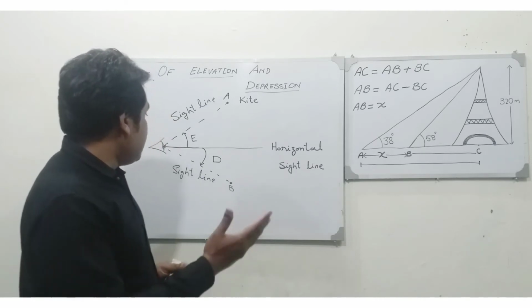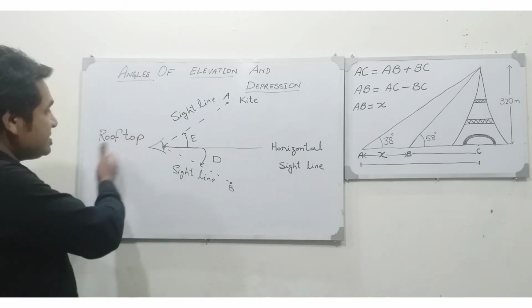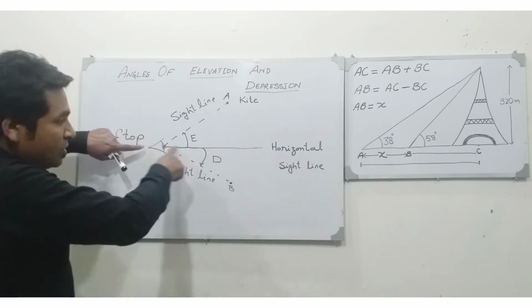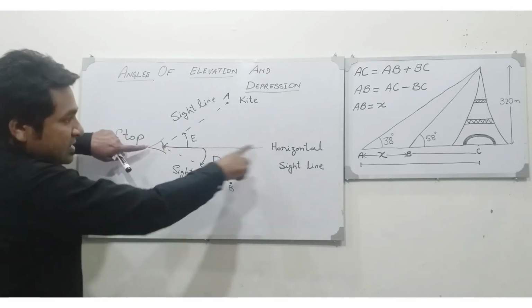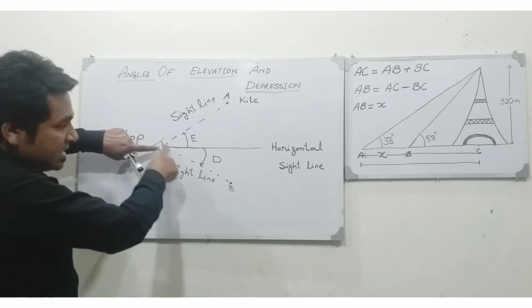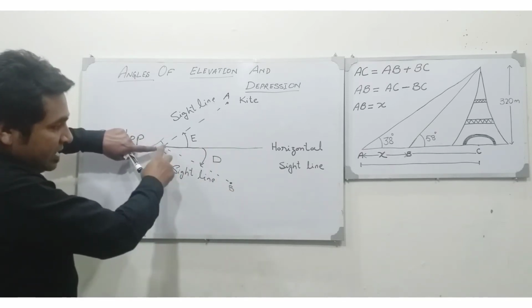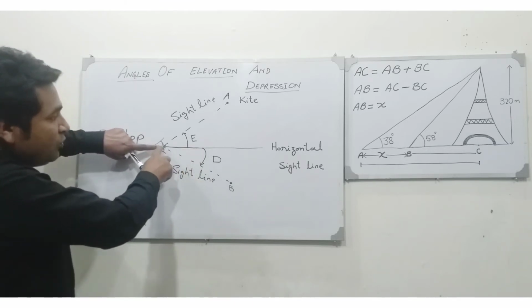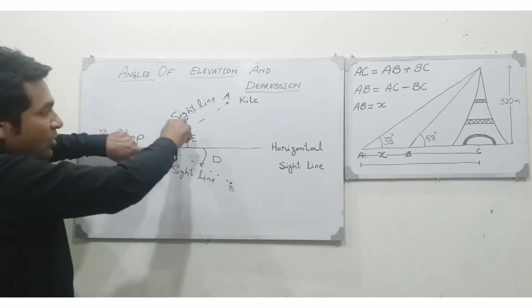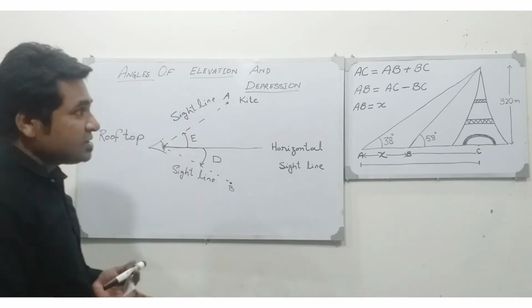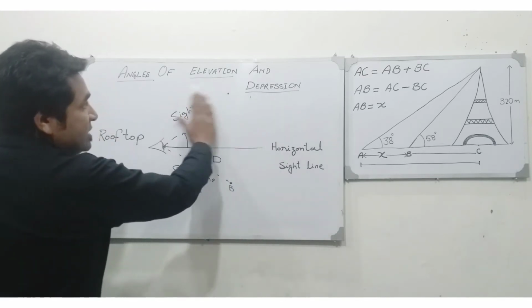Like if you are on a rooftop and you look straight, this is your horizontal sight line. When you look below this horizontal sight line at point B, the angle of depression is made, and when you look upward, the angle of elevation is formed. Now let's solve one question.